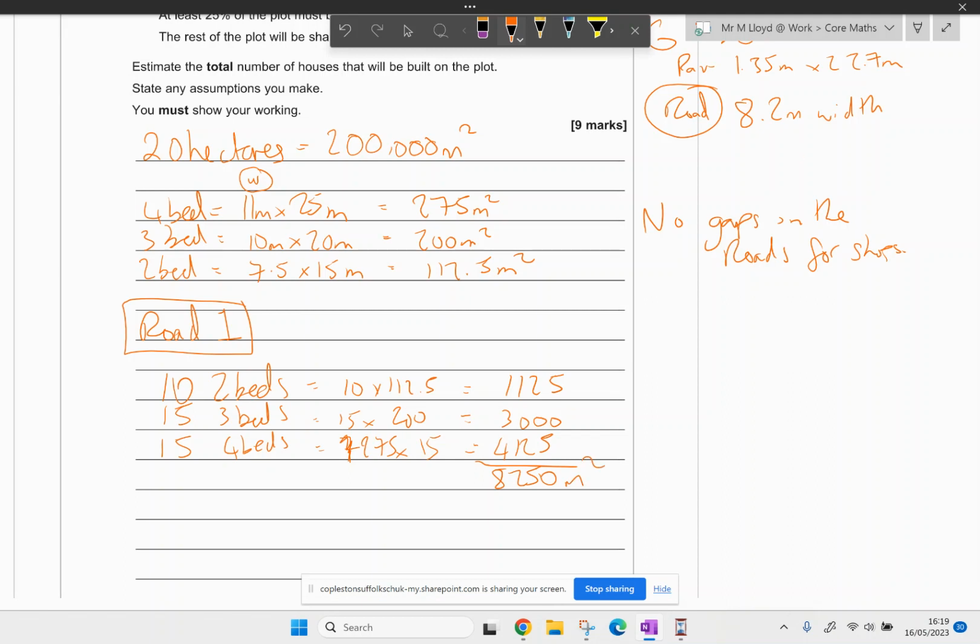Okay, also for my road, I need the actual road. So the widths of these houses, I've got 10, 15, 15. The width of the 4-bed is 11, and then it's 10, 7.5. So these are the widths. I'm trying to work out how long the road's going to be. 10 times by 7.5 gives me 75. That's 150. That's 165. Add them all up.